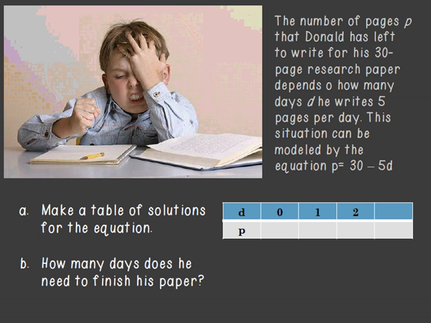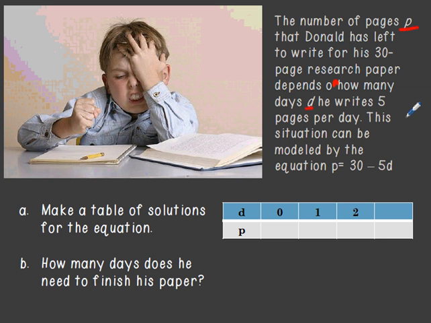So, the number of pages that Donald has left, by the way, P is going to be representing pages that he has left to write for his 30-page research paper, depends on how many days, D, for days, he writes 5 pages per day. This situation can be modeled by the equation. So I want you to take a moment, pause the video, and decide what P represents, the 30, and the negative 5 in the D.